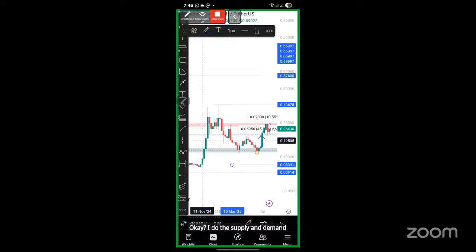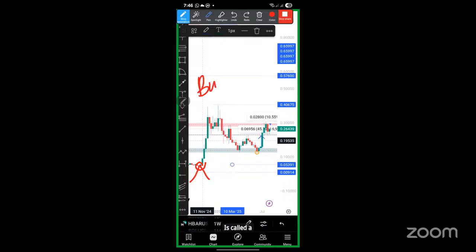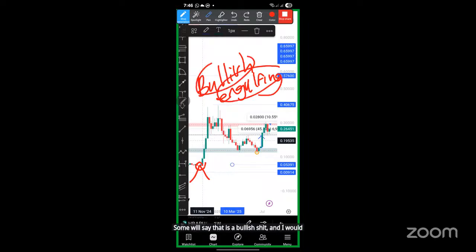So I just find two candles. This one is here. This small candle being engulfed by the big candle, and somebody said this pattern is called a bullish engulfing. So we just find a small candle being engulfed by the big candle, a big volume candle.